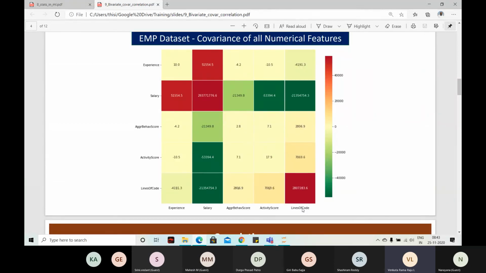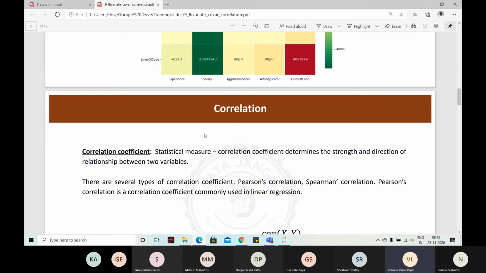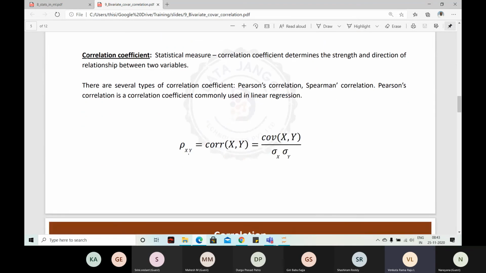By looking at the heat map, you can understand the strong negative and strong positive relationships. Wherever the red color and green color is there, there is a strong relationship between those features, and you can take those features and build a model. But covariance is actually showing you the direction only. To solve that problem, we do correlation. Correlation coefficient. What is the correlation coefficient? Covariance divided by standard deviation of x times standard deviation of y.